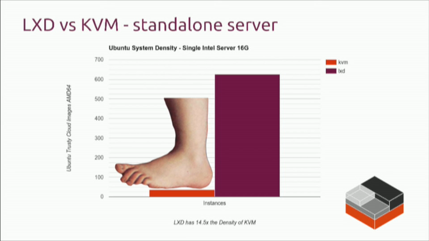So we reran basically the exact same experiment with LXD, but with containers, where each machine container has a dramatically smaller memory footprint. And so with that, we had a dramatic number here: over 600 of the same Ubuntu images running on this same server. So that was extremely impressive.